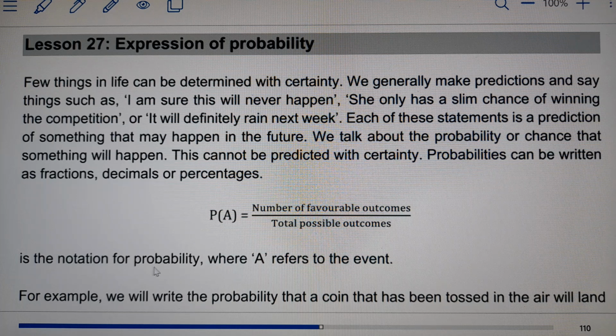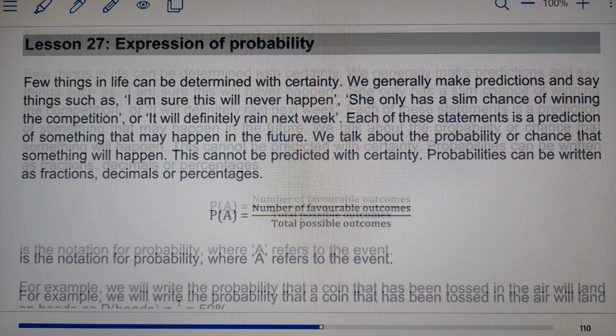This is the notation of probability, where A refers to an event. In some textbooks they use P(E), probability of the event happening, but in this textbook they used A, which refers to the event.